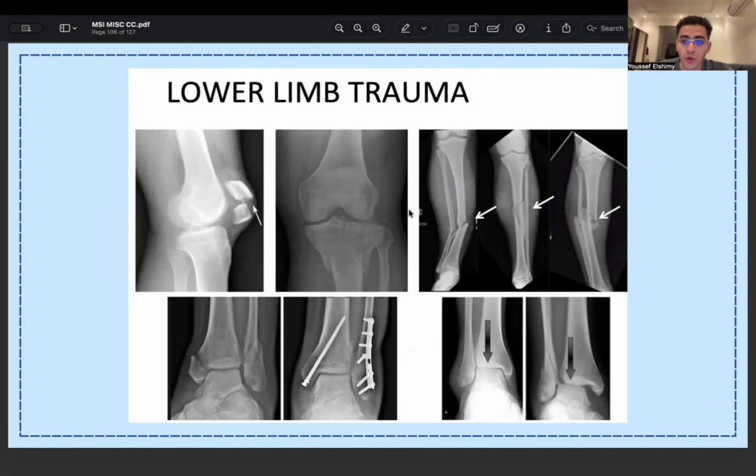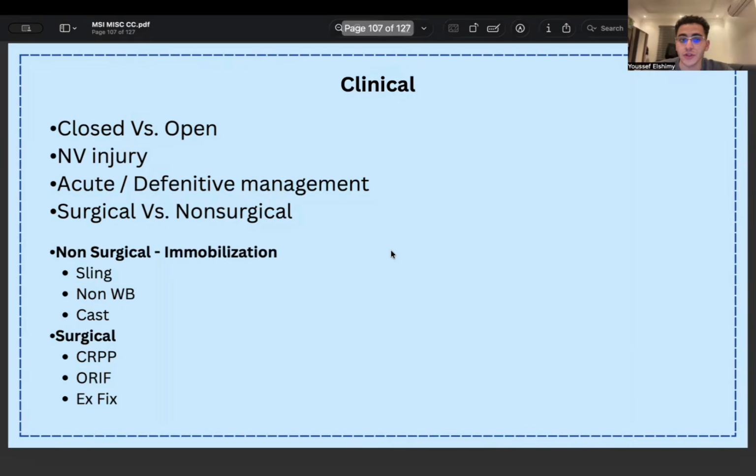So what I want you to know is that you need to know the location of the lower limb trauma, the exact anatomical location, because based on that you manage. You also assess whether the trauma is closed or open, and we mentioned that open has high risk of bacterial infection as well as vascular damage. So make sure to ensure proper wound care as well as giving antibiotics if you're suspecting bacterial infection. You have to assess if there's nerve injury as well as vascular injury.